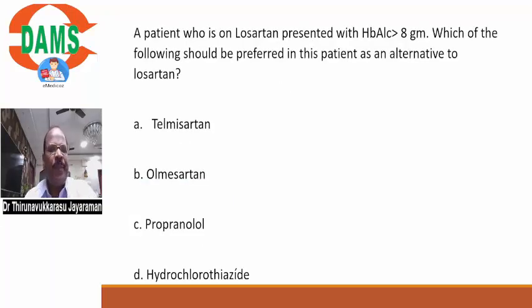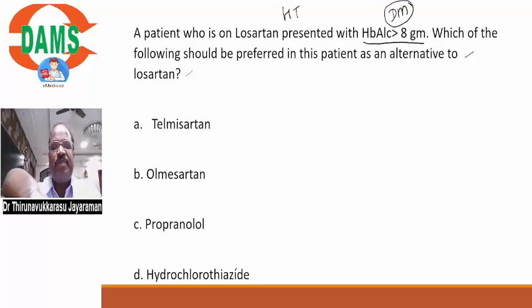Next question. A patient who is on losartan presents with HbA1c more than 8 gram. Which of the following should be preferred in this patient as an alternative to losartan? Okay. The patient has diabetes, uncontrolled diabetes, and has hypertension on losartan. Here they want to replace losartan with some other drug. What will be the best answer? Options are telmisartan, olmesartan, propranolol, hydrochlorothiazide.